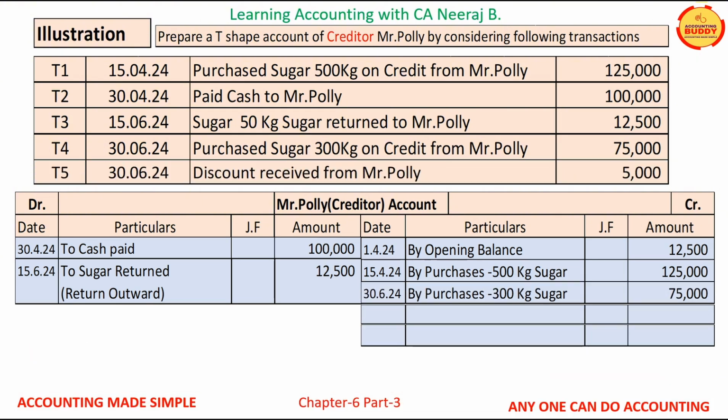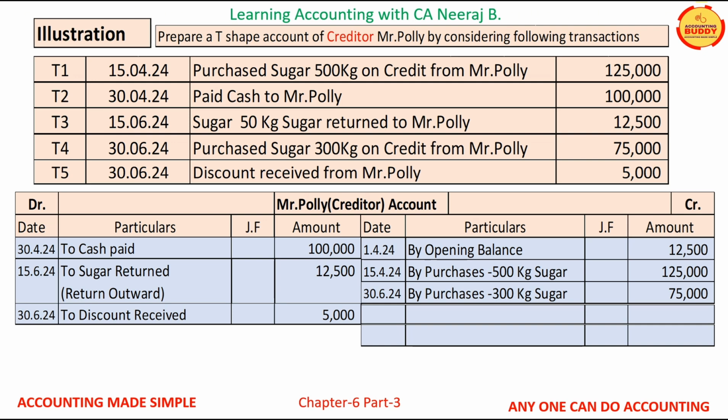T5 transaction is a discount of 5,000 received from Mr. Pauly. The amount of discount given by Mr. Pauly will reduce the liability of the business. Therefore, Mr. Pauly's account will be debited by 5,000.